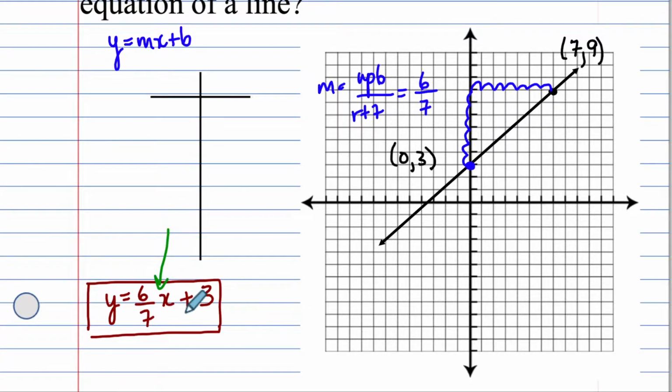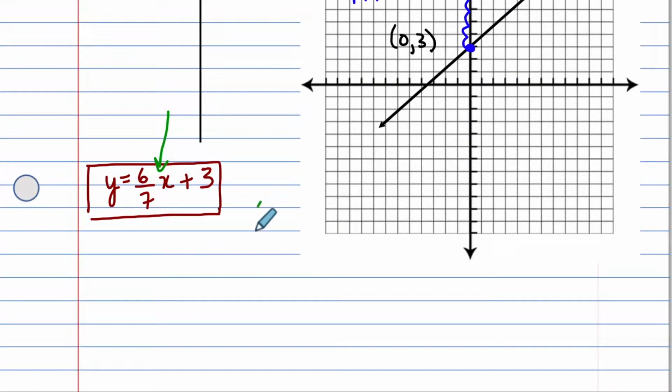This equation is very powerful because we can plug in any input here for x and get the output. For example, we had the point (7, 9). If we plug in 7, we should get 9 as the output. 7 divided by 7 is 1, and we have 6 plus 3, which is 9. This point is for sure on this line. Again, this line has a slope of 6/7 and a y-intercept of 3.